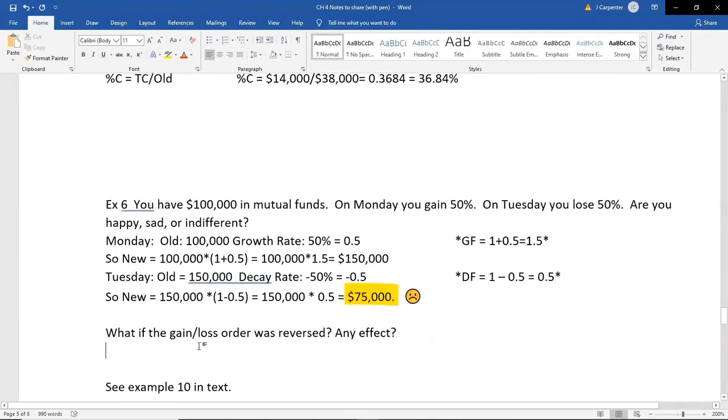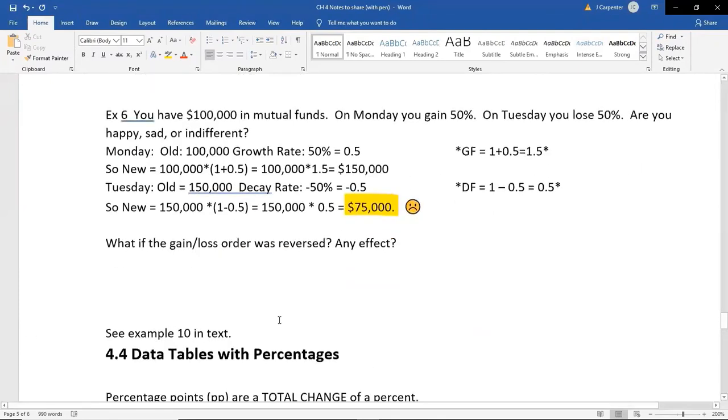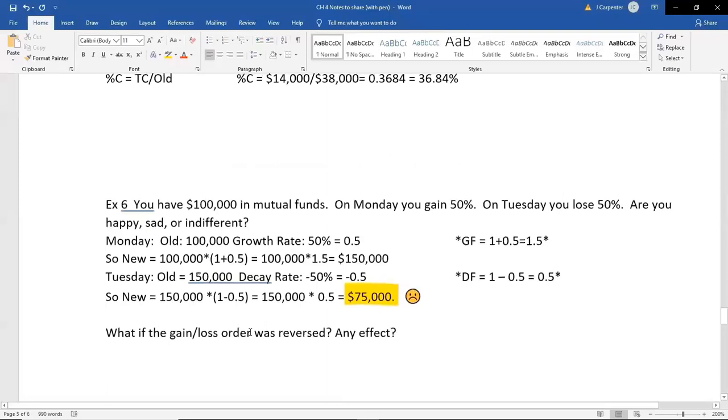Okay, well, what happens if you flip the script? What happens if you have the loss and then the gain? What if you reverse this order? Are you still sad? Are you now happy? Or are you for some reason indifferent? Does this actually have an effect? Does the order that this happens matter? Okay. And just spoiler, see example 10 in text. We're not going to have time for that.